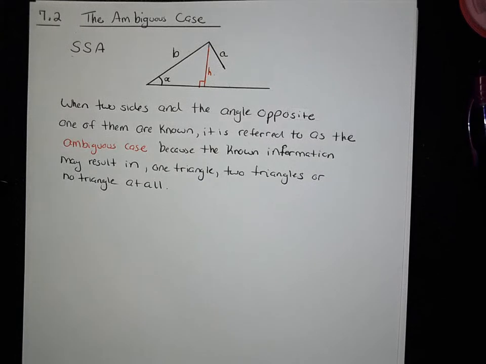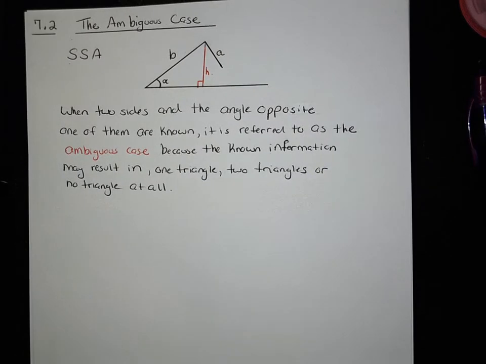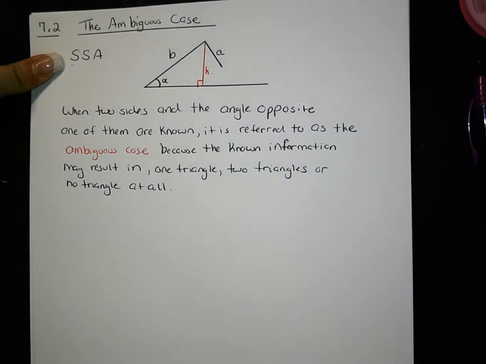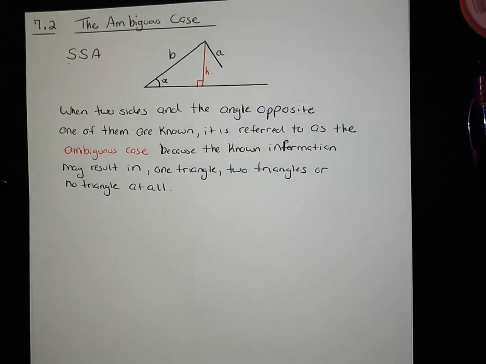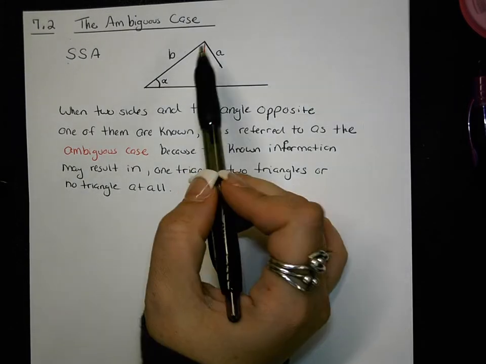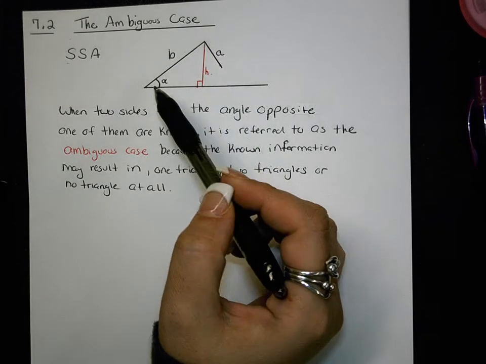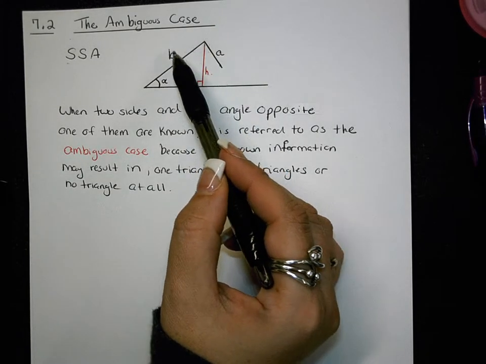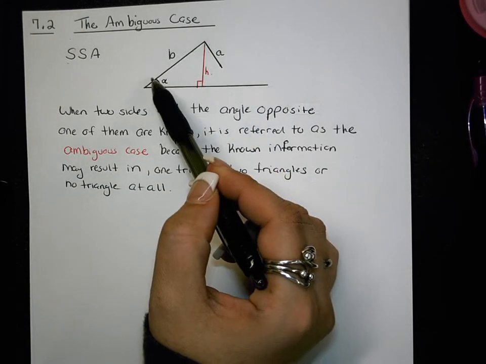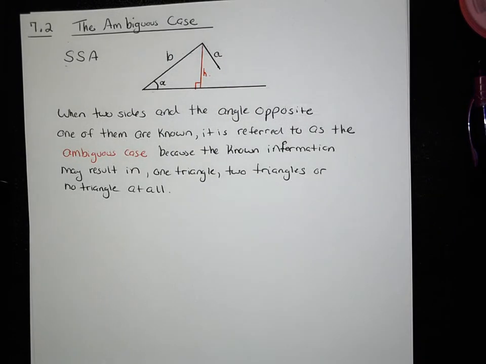Okay, so guys, we're talking about the ambiguous case, and we were just discussing a few minutes ago how in geometry you weren't allowed to use side-side-angle to prove two triangles are congruent, because that missing angle was not in the middle of the two sides. This angle could be almost anything, even though these two sides were known.